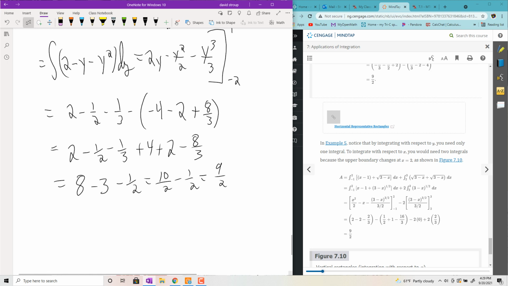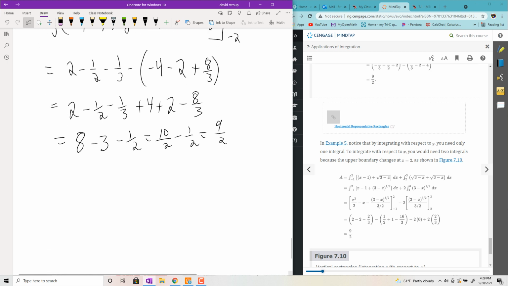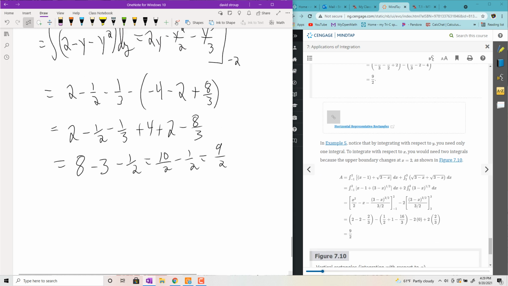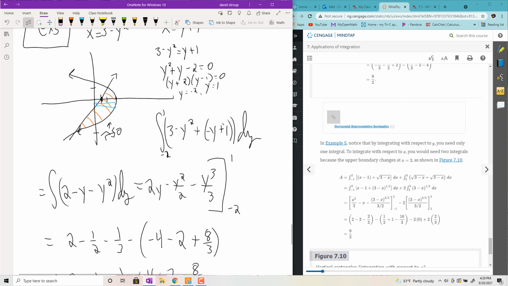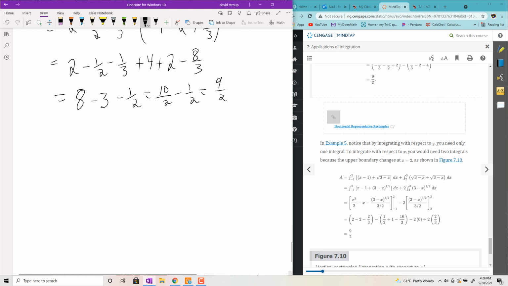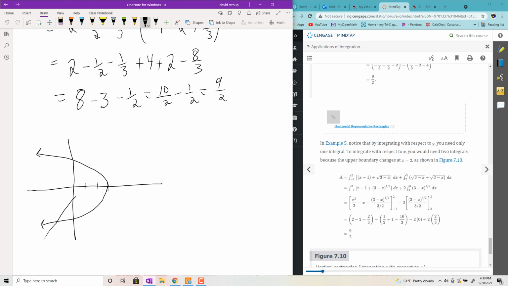They note that you can actually do this with respect to x, and that's what's happening here. You don't want to do that though. So let's go ahead and redo it, and I'll show you why it's so nasty. So again, 1, 2, 3. Here's my parabola, upside down parabola, and then my line. So why is it nasty?